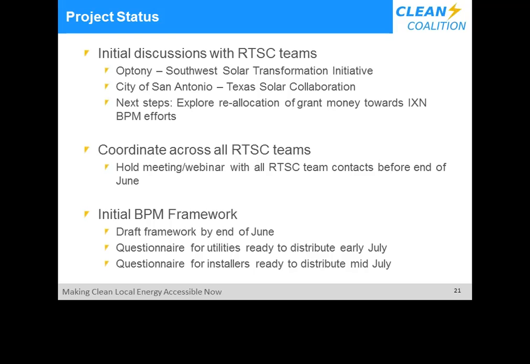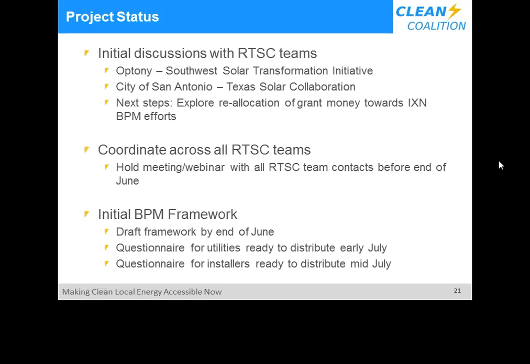So the next step is we do want to coordinate that, have another meeting with all the RTSC team contacts that are interested, and go through next steps as to what they can do and what we're going to do as Clean Coalition and as the Northern California team in the coming months. We do hope to have an initial BPM framework by the end of June, one that everyone can start talking about with their regions. And then in early and mid-July, have questionnaires that everybody can take to their utilities and to their solar installers, so we can gather more information for the BPM framework document in the template.